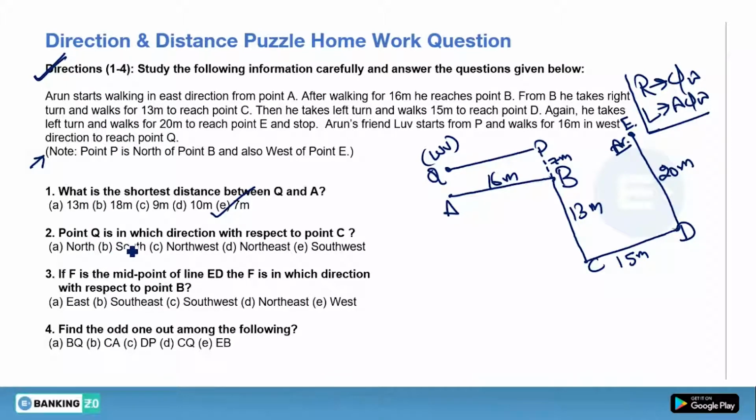Point Q is in which direction with respect to C? Okay, with respect to C, point Q is toward north west. So the correct answer is option number C.